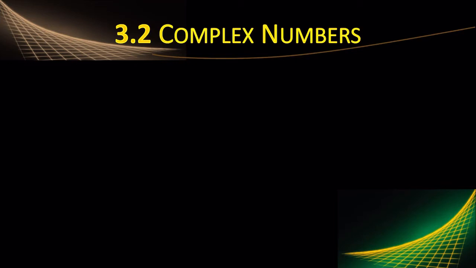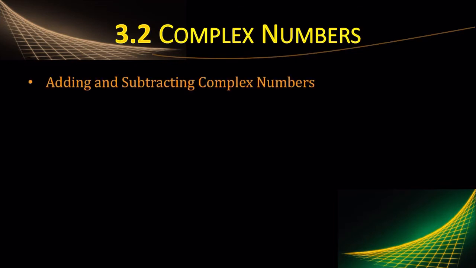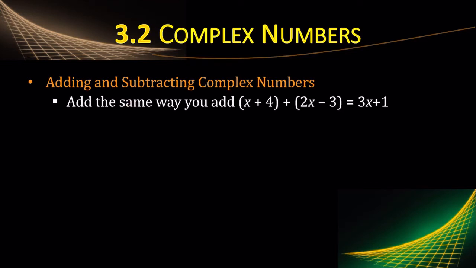And now that we know what complex numbers are, we can add and subtract them. i behaves like any other letter. Therefore, when we add and subtract, we're going to add and subtract the same way as you do this one, where you'd say, oh, I have 1x and 2x makes 3x. 4 and -3 make 1. Same idea. We are simply combining like terms.